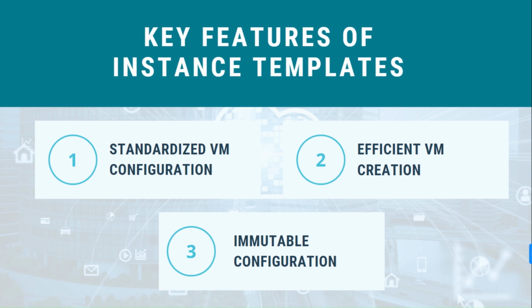Number 3 is immutable configuration. One key point to remember: once you create an instance template, its configuration is locked down. This might sound restrictive, but it's a good thing. It ensures consistency and prevents accidental modifications to your VM setup. If you need a different configuration, you simply create a new template. Think of it like version control for your VMs.